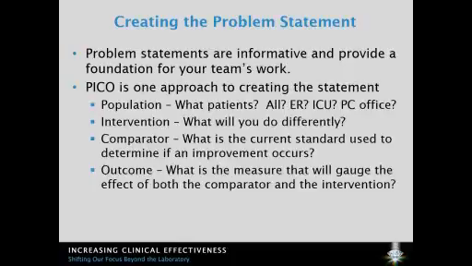Are they a certain gender? Are they a certain age group? Who's the population that you're trying to solve the problem for? Two, what are you going to do differently? That's the intervention. So the problem statement will include the intervention. Comparator is the current standard used to determine if an improvement occurs. So we'll be comparing the results from the intervention versus the results without the intervention. And then finally, the outcome. What is the measure that will gauge the effect of both the comparator and the intervention?